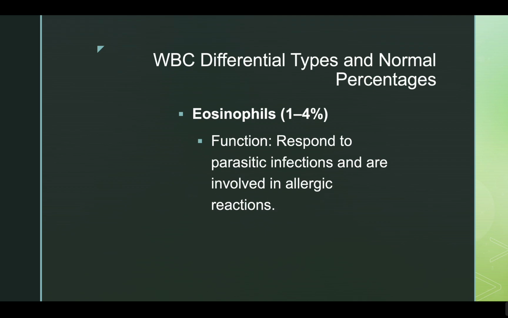The fourth type of white blood cell that we know is the eosinophil, and this takes 1 to 4% of the standard panel. The function of the eosinophil is to respond to parasitic infection. That means where there are parasites, they are the ones that respond to this kind of infection, and they are also involved when you have an allergic reaction. So when you see an increase in eosinophils in the lab work of a patient, you might be thinking towards a parasitic infection or an allergic reaction going on.